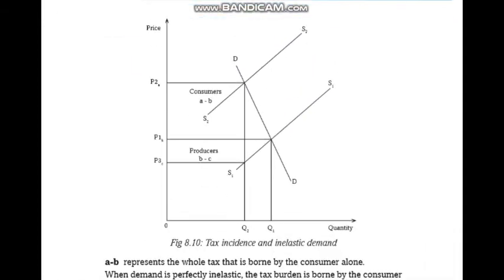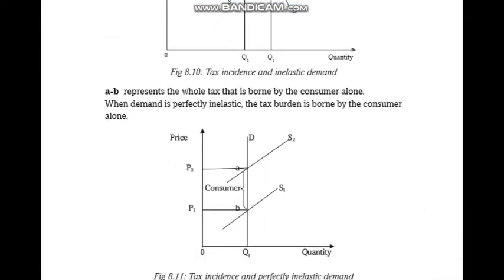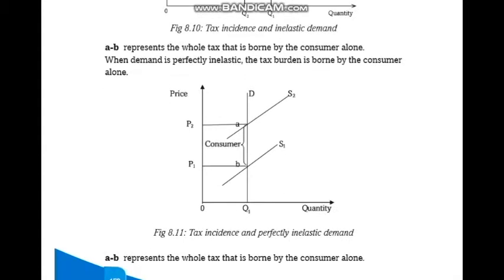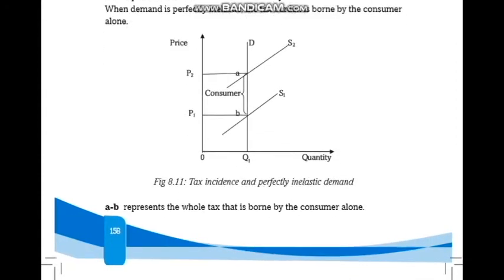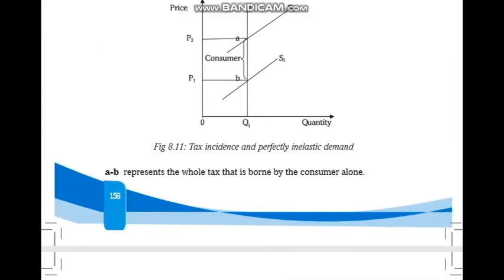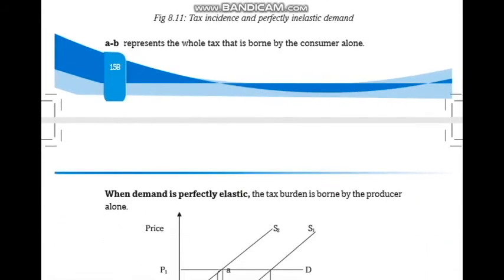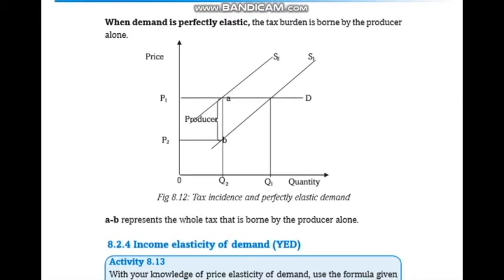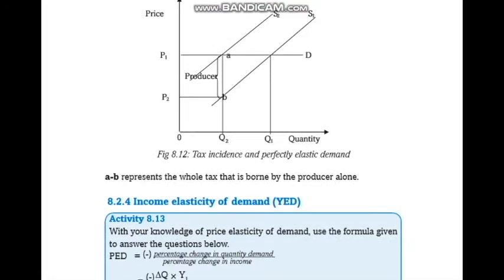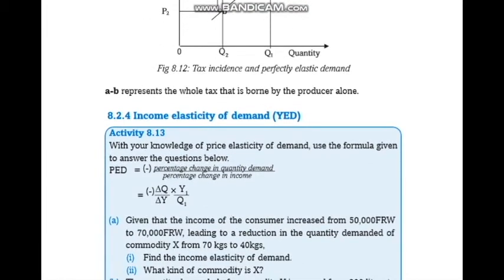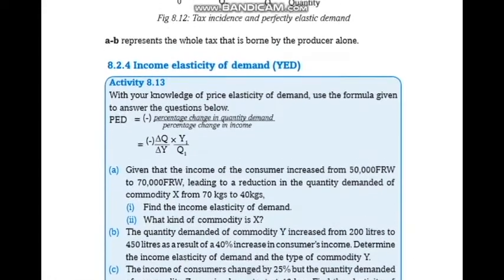So, study this graph then. A minus B represents the whole tax that is borne by the consumer alone. When demand is perfectly inelastic, the tax burden is borne by the consumers alone, as illustrated here. The quantity remains constant. A minus B represents the whole tax that is borne by the consumer alone. When demand is perfectly elastic, the tax burden is borne by the producer alone, as the illustration is shown there. A minus B represents the whole tax that is borne by the producer alone.